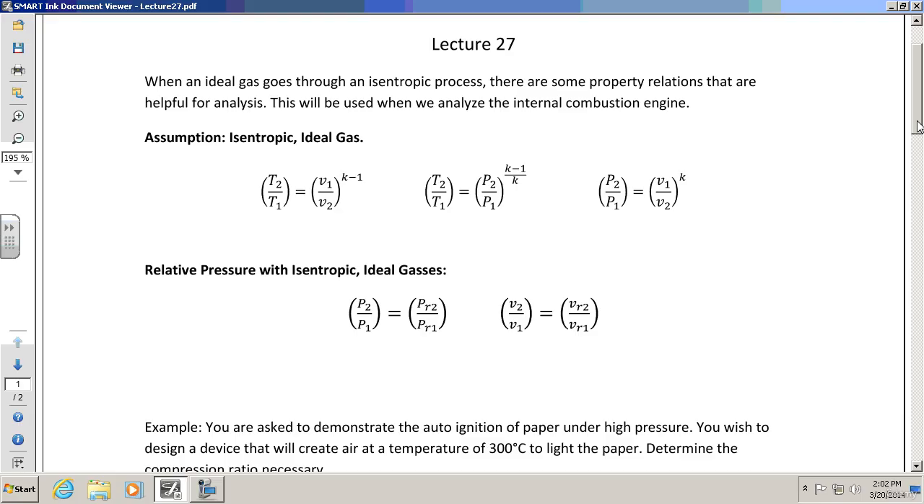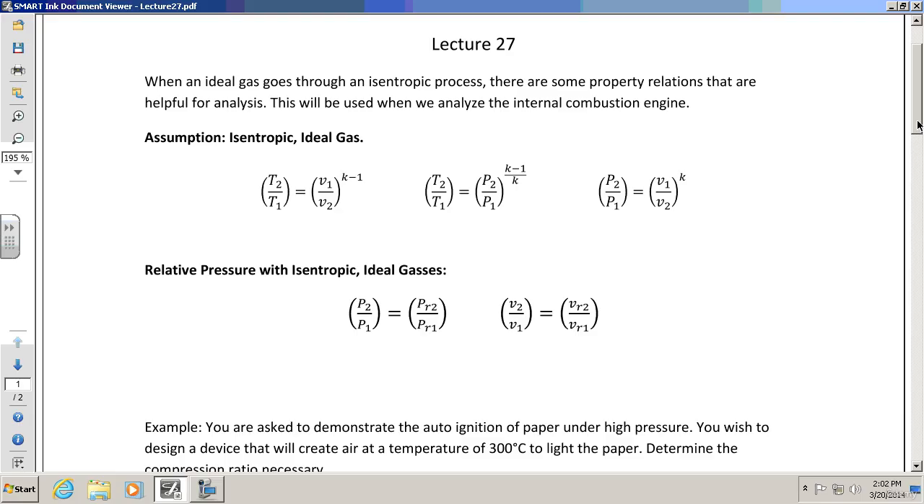Okay. So when you have an isentropic process with an ideal gas, which we're going to model the internal combustion engine as, by the way, you have the following three property relations. These actually can be derived from the stuff we did before, but I just didn't think it's worth our time to go through and show each one, but you can.